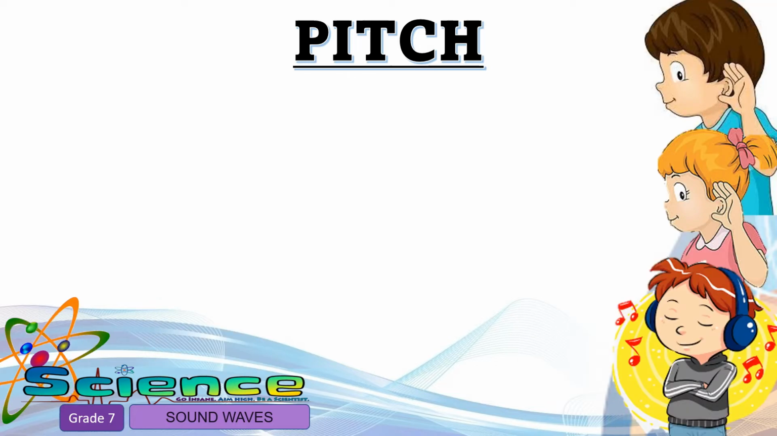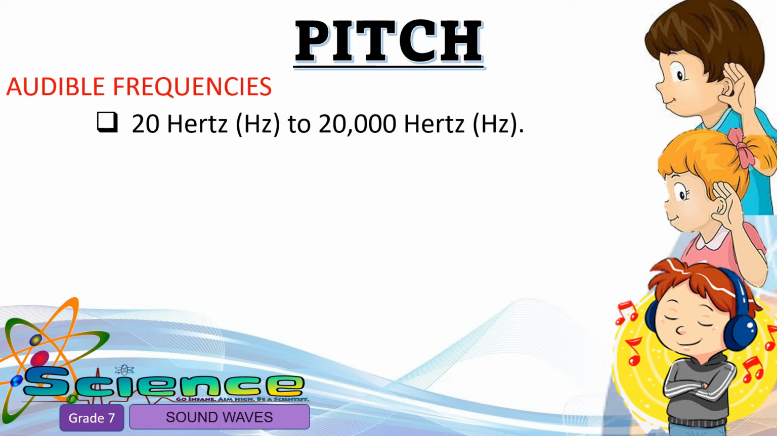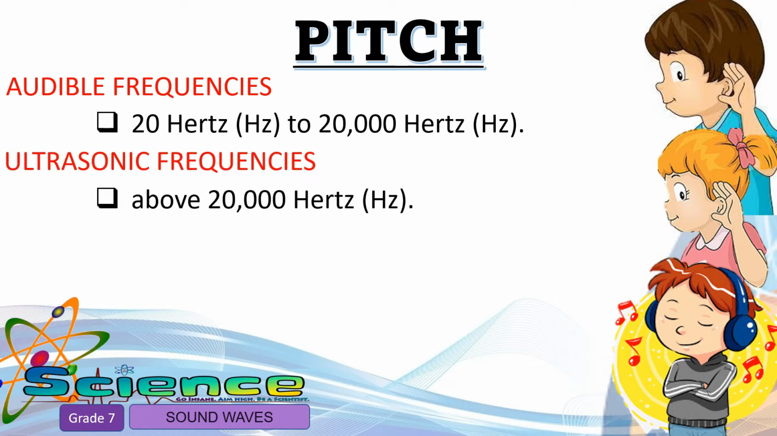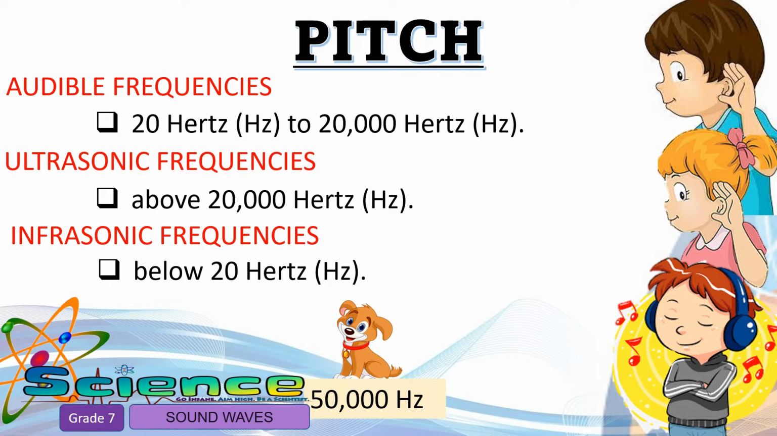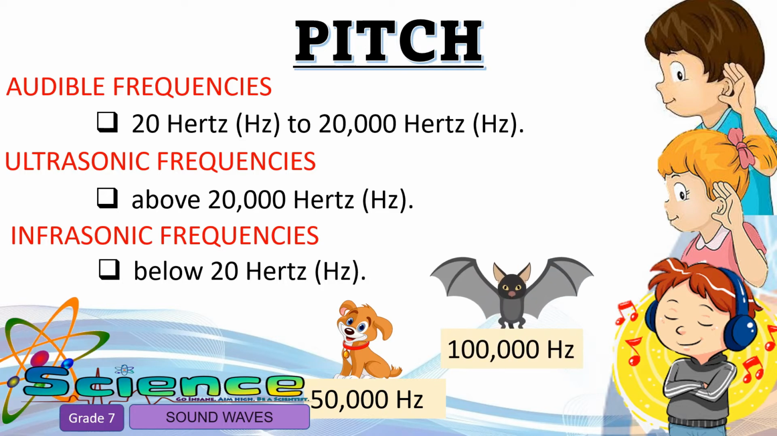The human ear can only sense within the frequency range of 20 Hz to 20,000 Hz. This range is called audible range. It is the range to which a human ear can respond. Vibrational frequencies above 20,000 Hz are called ultrasonic frequencies, while frequencies below 20 Hz are known as infrasonic frequencies. Animals like dogs can hear sound as high as 50,000 Hz, while bats can detect as high as 100,000 Hz.